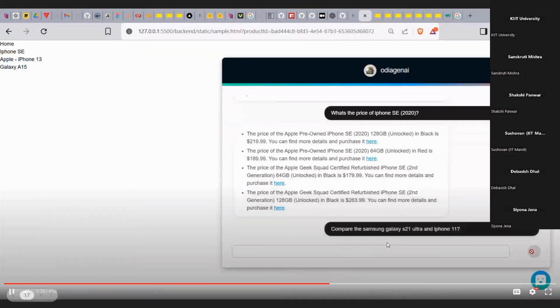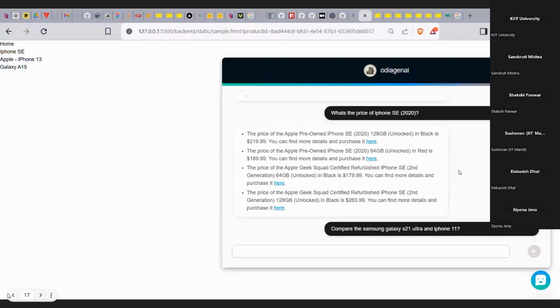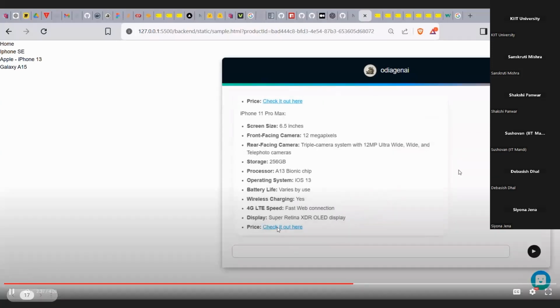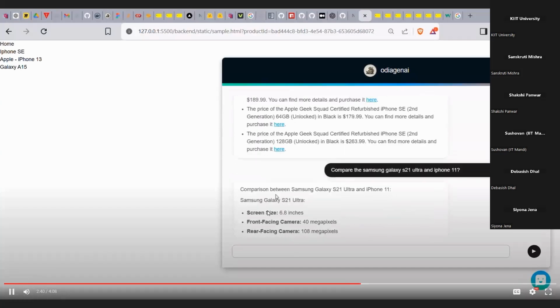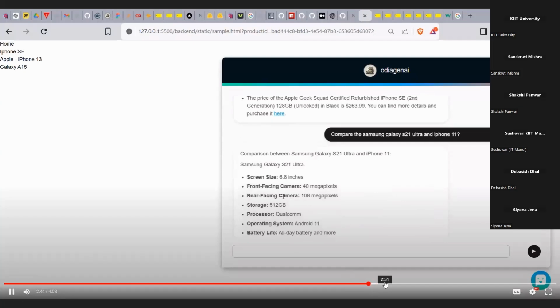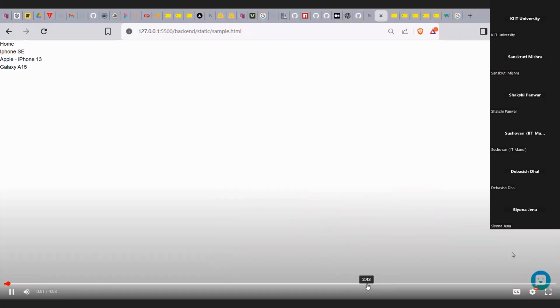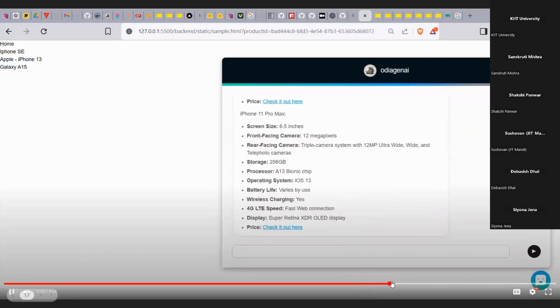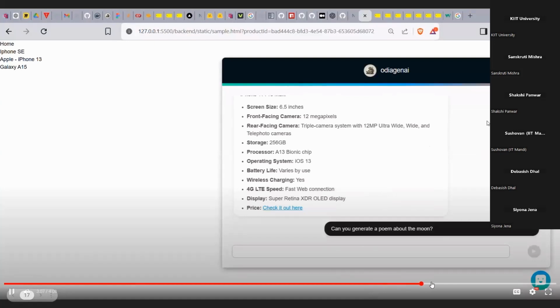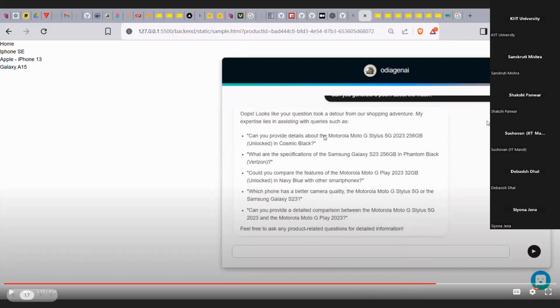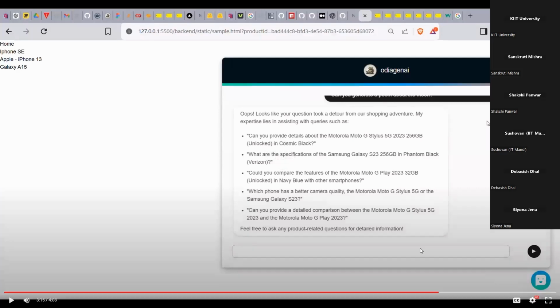This is the third question regarding product comparison. As you can see, it compared the products based on various specs. And here is a question that is out of context. Here we have put a lot of effort so that if you ask a question that is not related to any product, it will say, okay, this is not my domain of expertise, I cannot answer such questions. So this was our demo.